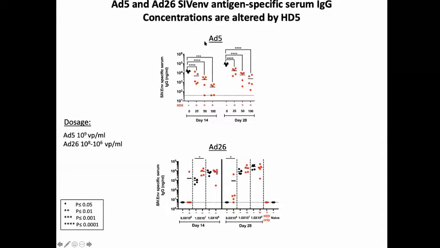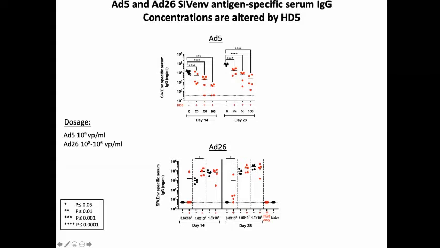Up here for AD5, on the y-axis, we're looking at antibody responses. On the x-axis, we broke it into 2 groups. Remember, we bled these animals at 2 different time points, day 14 and also day 28. This is the wild type virus shown here, which means this is just AD5 alone without any defensin, shown in black.